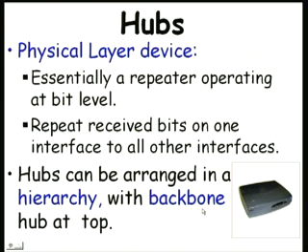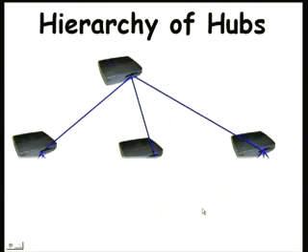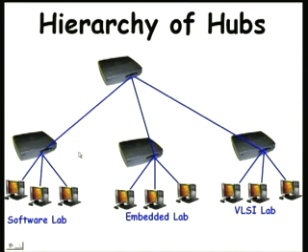This can be arranged in a hierarchy with a backbone hub at the top, can be configured like this. You have different labs here, adjacent labs, each one has a hub, and then they are interconnected in a tree configuration with a hub at the root.